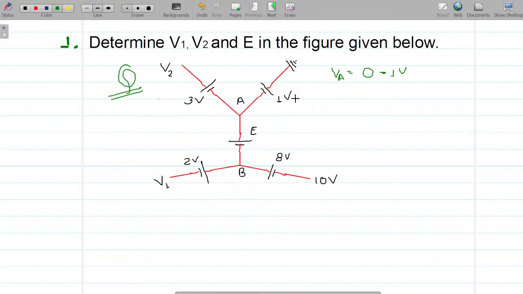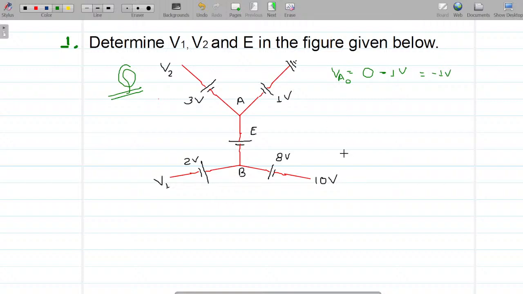See, we complete this loop like this. If we draw an imaginary loop like this, can we find out the potential of point A with respect to ground? I'm just denoting it with a small 0. So what is the potential at point A with respect to ground? It is minus 1 volt. Is it clear?